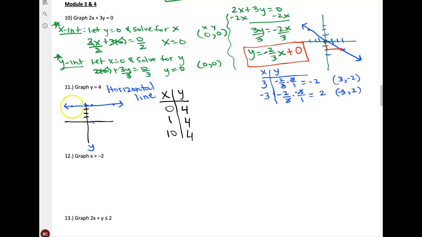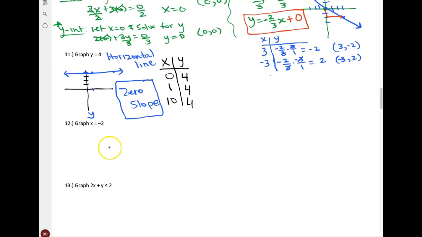What kind of slope do horizontal lines have? What slope is that? Anybody remember? It's just flat like that. 0? Yeah, it's 0. Okay, so I'm going to write that down too, just to help you remember. It's always a good thing to keep in mind that horizontal lines always have 0 slope. Okay, but let's compare it with this x equals negative 2 graph.